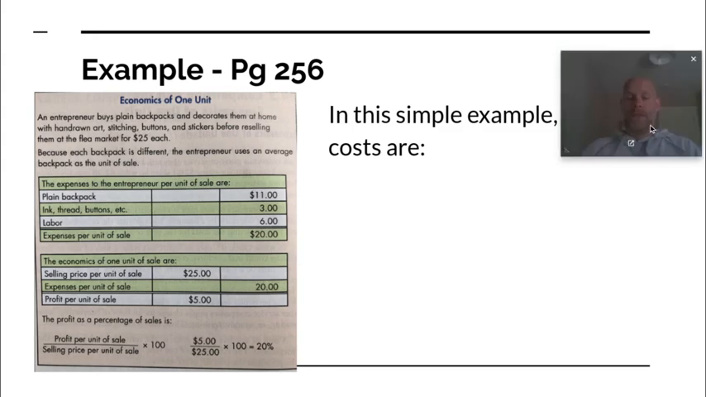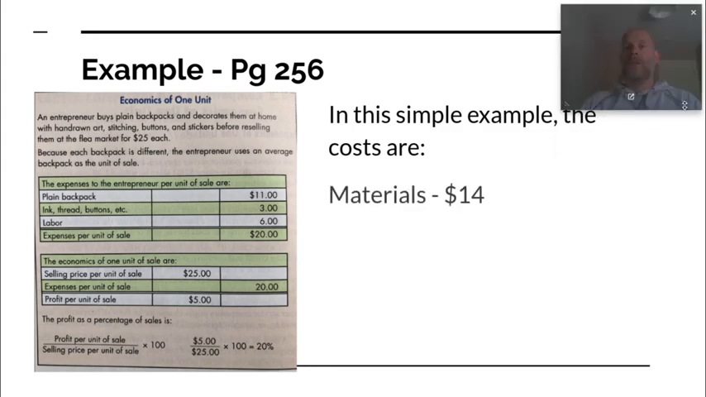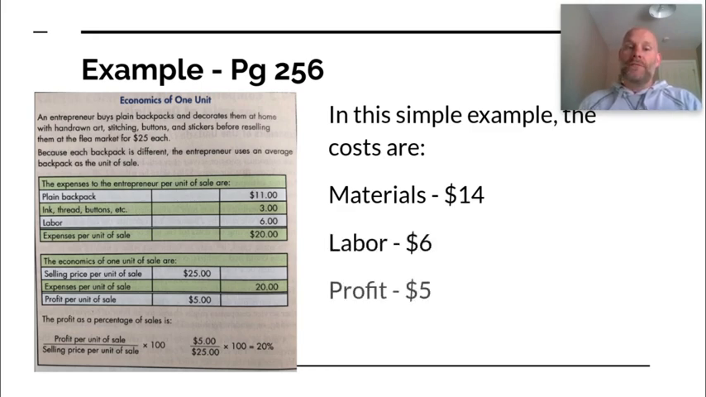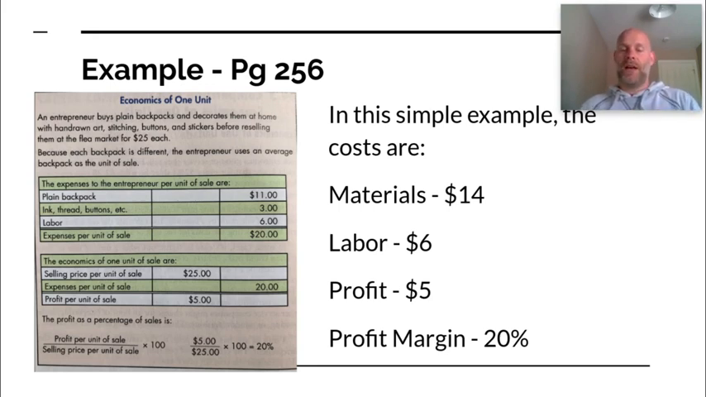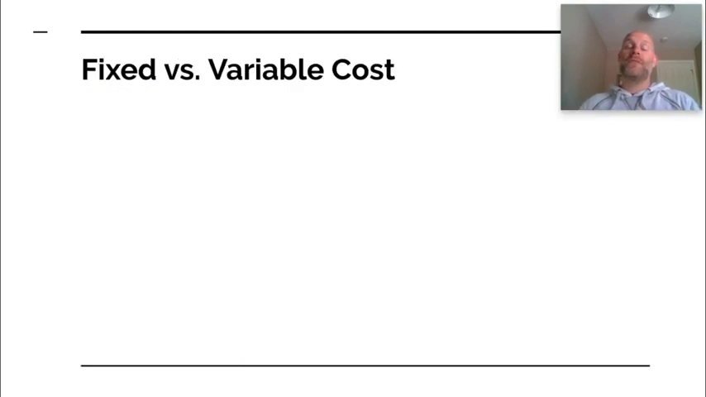So in this example, there are material costs of about $14. That's 11 for the backpack and 3 for all of the other stuff: ink, thread, buttons. Labor cost of $6. Profit of $5 per unit. Profit margin 20%, as we talked about. So it's a good example. However, very, very simple. The businesses you guys are talking about, the business that I run, are much more complex, because there are things called fixed costs and variable costs. So they're fixed and variable. Let's get into what that means.